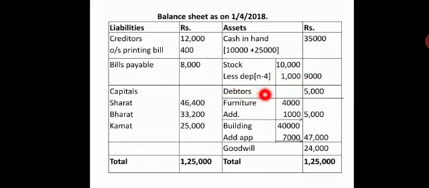Next you are having debtors. Debtors are 5,000, no adjustment, so directly write in the outer column. Now come to furniture. Furniture is 4,000. Add appreciation. Appreciation is 1,000, so the total will be 5,000. Next one is building. It is 40,000. Again appreciation is shown as 7,000. So add 7,000. This is adjustment number 3. Now you will get 47,000 as the total.